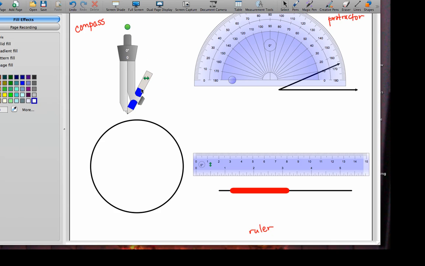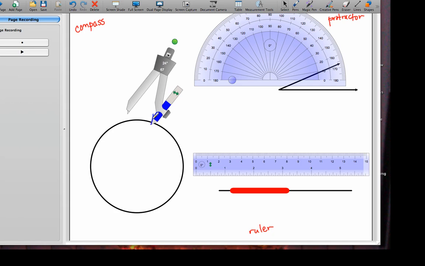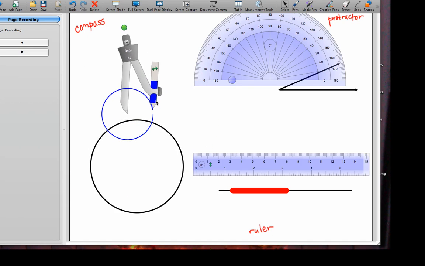As I said earlier, a compass is used to draw a circle, and a circle is simply a set of points that are the same distance from the center. So here's the center point, and all the points that I draw are going to be the same distance from that center. There we go. So I've drawn a circle, and that's the point of a compass. I've gone 360 degrees as well.